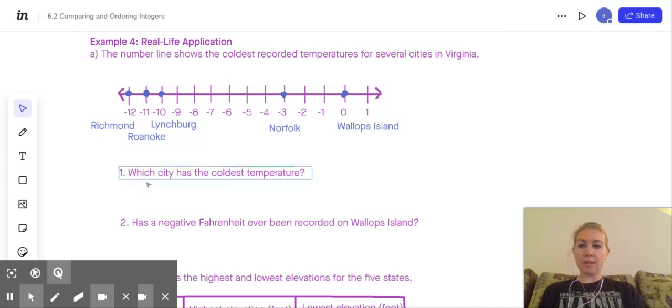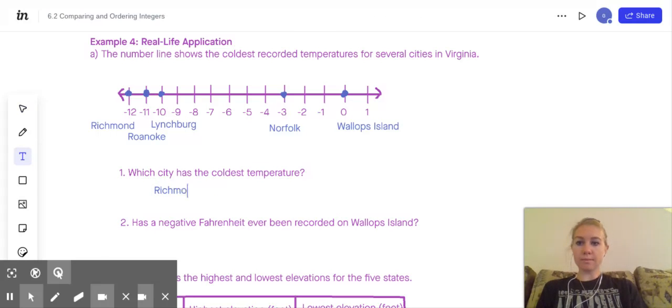Problem 1 says, which city has the coldest temperature? Coldest would be the number farthest to the left. I'm seeing that there's a dot farthest to the left at negative 12, and that is Richmond. So the city with the coldest temperature is Richmond.